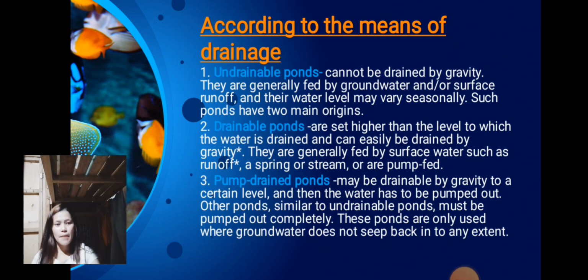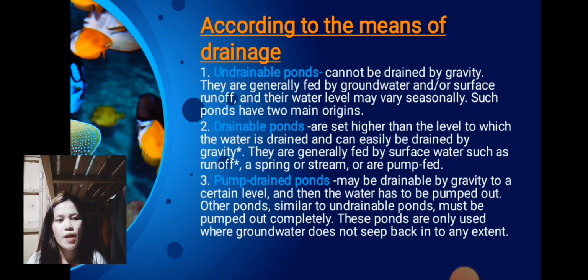So, according to the means of drainage, undrainable ponds cannot be drained by gravity. They are generally fed by groundwater or surface runoff. Underwater level may vary seasonally. Such ponds have two origins. So, undrainable ponds typically refer to a pond or body of water that cannot be easily or feasibly drained. In Bisaya, it is a fish pond that is not easily drained.